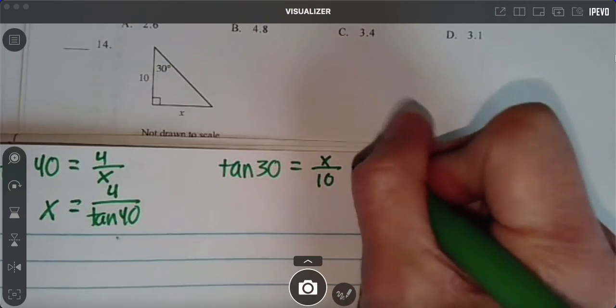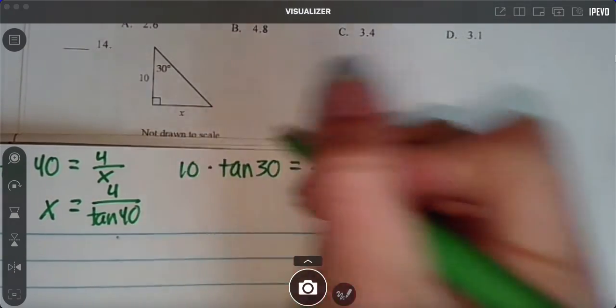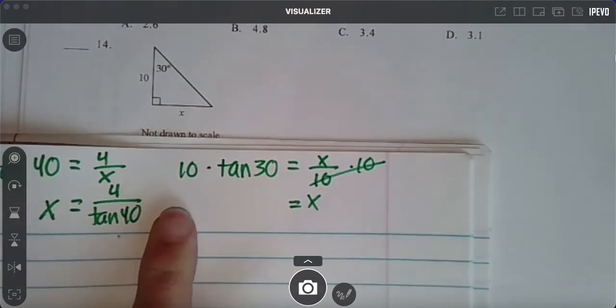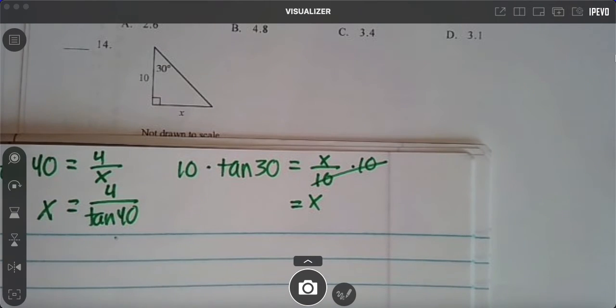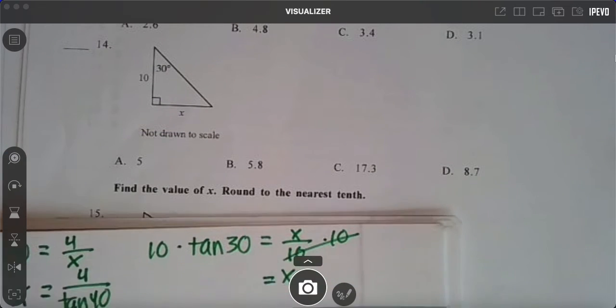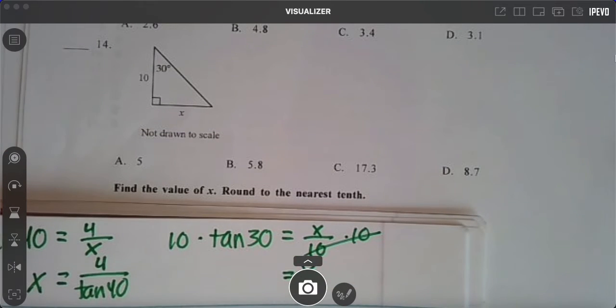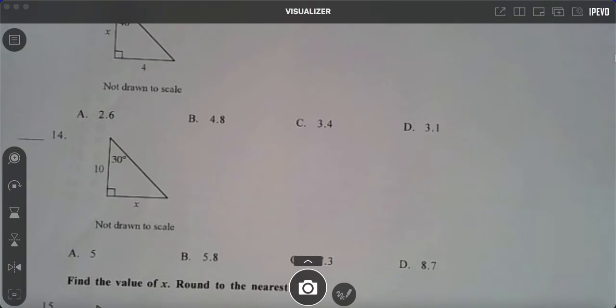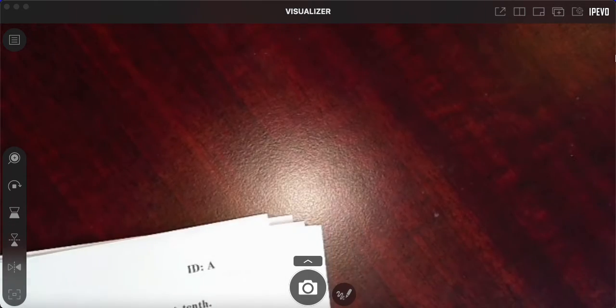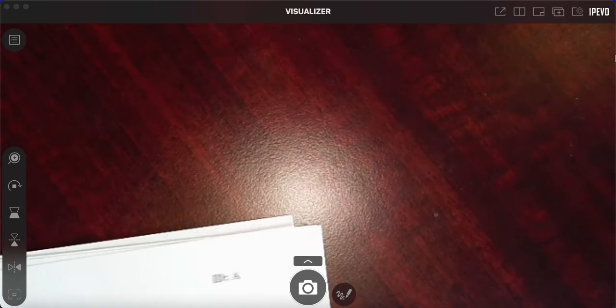Yeah. Multiply by 10. Somebody said no. So just type in your calculator 10 times the tangent of 30. And you should get 5.77, which looks more like what? 5.8. Answer B. Okay? I think we'll stop there because there was one left. No, you're going to take your own quiz.